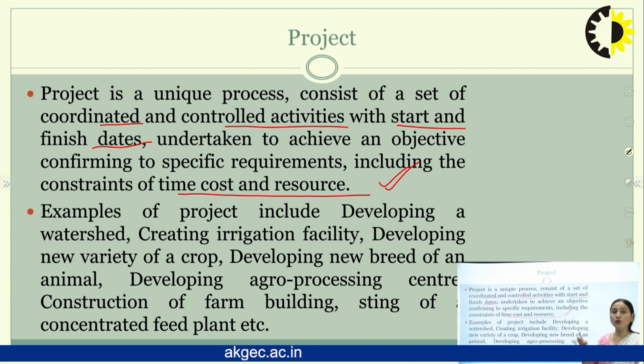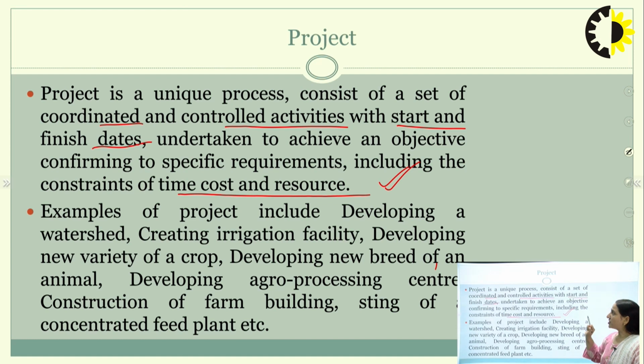So as I told you, it is a unique process, right? It consists of a different set of activities which need to be properly coordinated. Definitely we will be having some starting date, some finishing date, which is taken to undertake and achieve an objective. Obviously, when we are starting a particular project, it is required that the objective should be very much clear to us as our initial goal. And it totally depends upon the requirements. What are the basic or specific requirements based on which the objective needs to be clearly set. And it includes the constraints of time, the cost and the resources which are available to us.